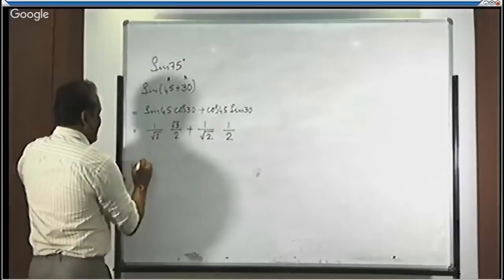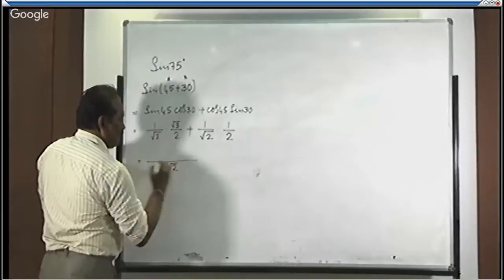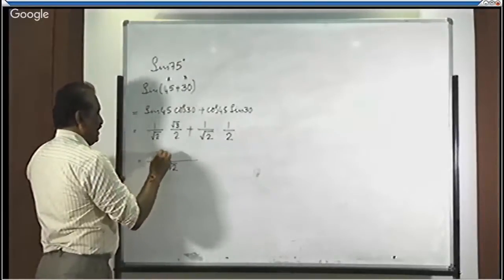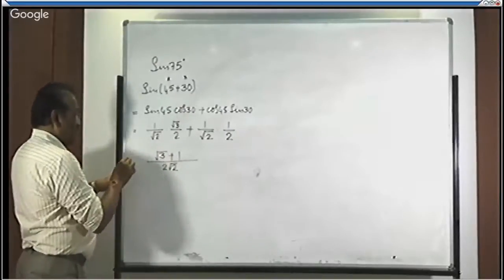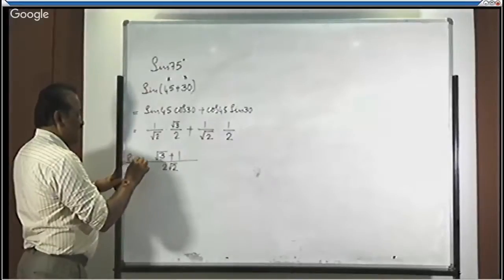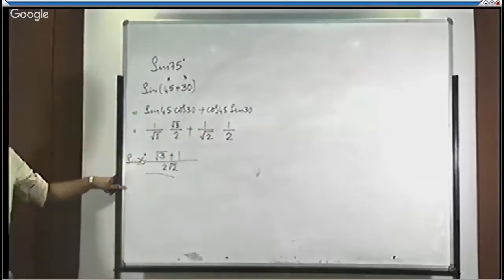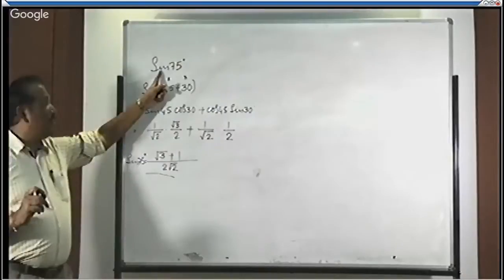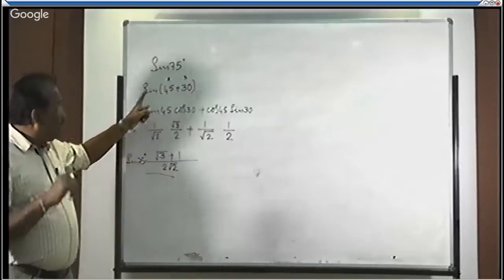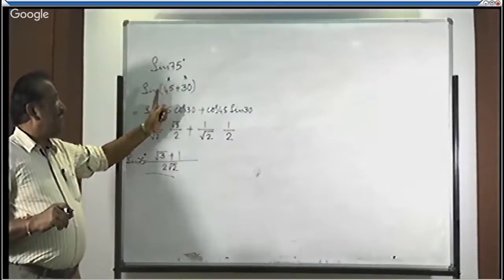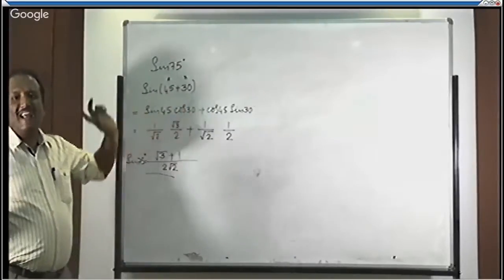Now take the LCM to simplify the given numbers. Definitely the LCM is 2 root 2. The first term in the numerator is root 3, plus the second term, which is 1. Therefore, the numerical value of sine 75 degree is equal to root 3 plus 1 divided by 2 root 2. The entire concept depends upon the sine of A plus B addition formula, together with the idea of writing the given angle as a sum or difference of two angles, where both are standard angles.